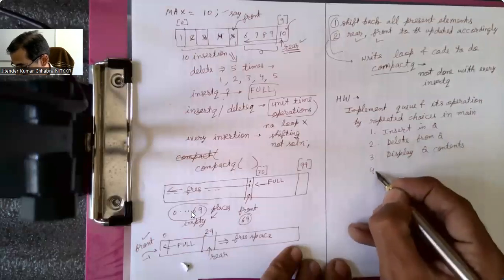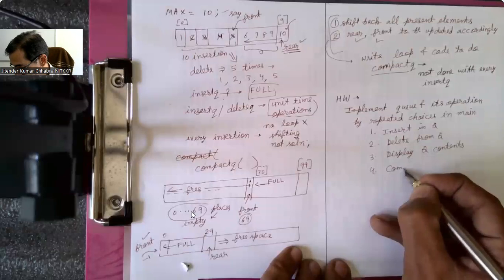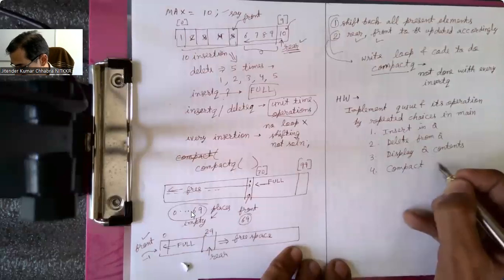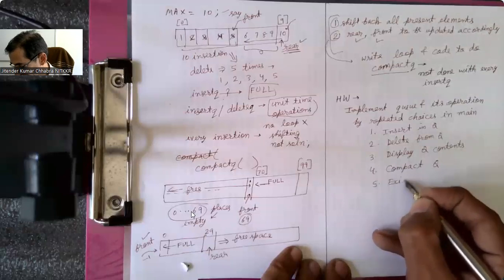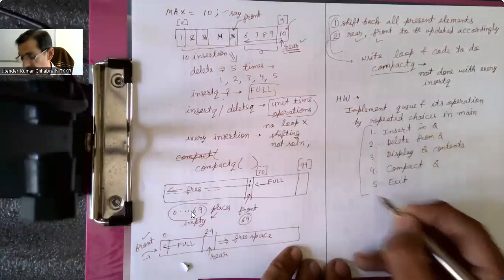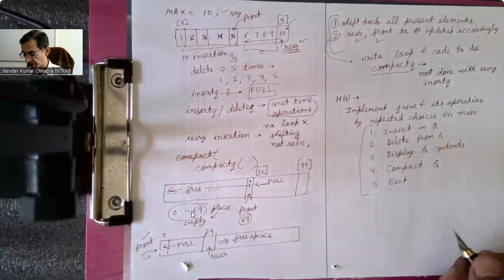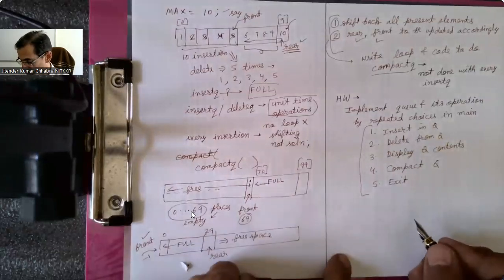Fourth operation I can give for compaction. And 5 I can give for exit. So till I don't select exit, the process is to be repeated. This we have done in the case of a stack also, and here also.